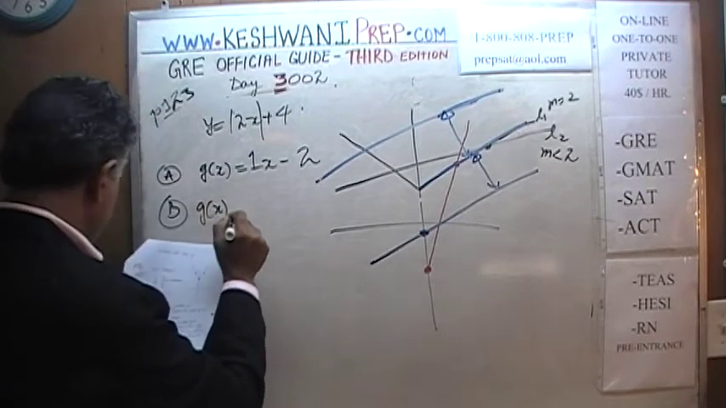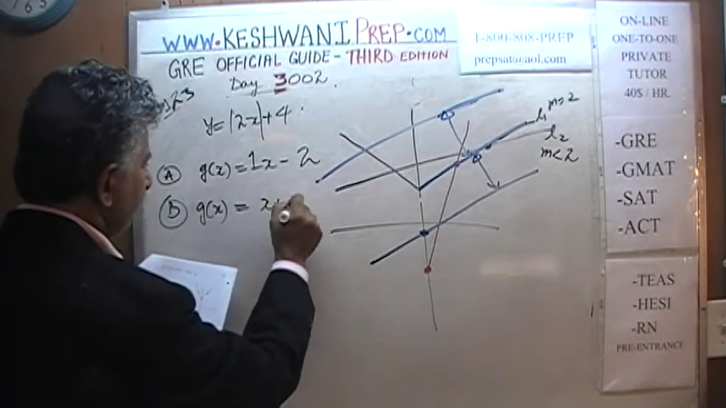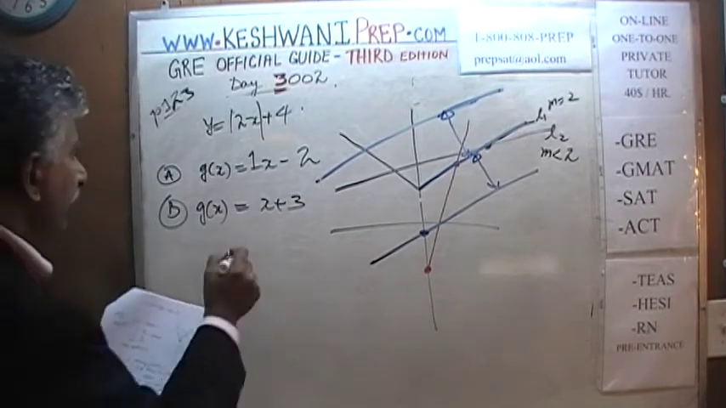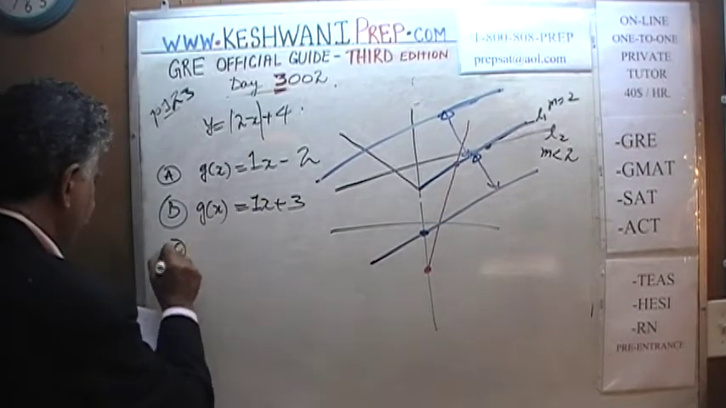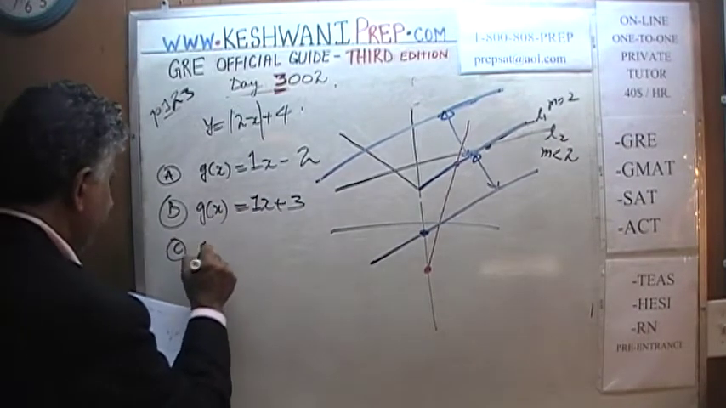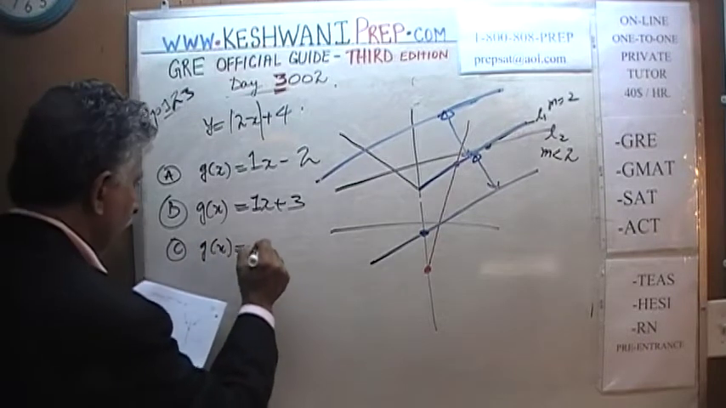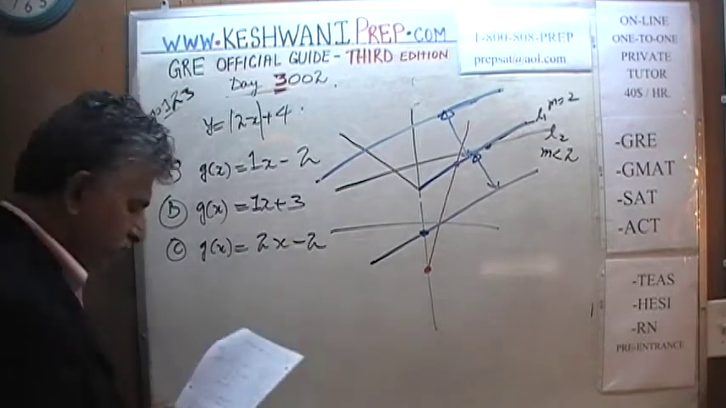Next one is g of x equals x plus 3. That also has a slope of 1. That's not what we're looking for. C says g of x is equal to 2x minus 2. Well, there you go. It has a slope of 2.